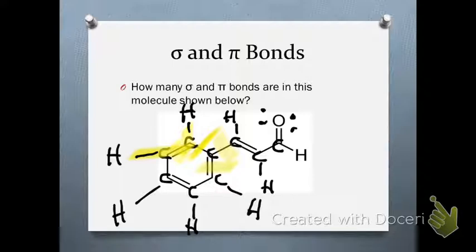So now that you've completed the picture, we now need to label all the sigma bonds. And remember, everything counts as a sigma, so that's a sigma. And be really methodical because it's very easy to miss one.